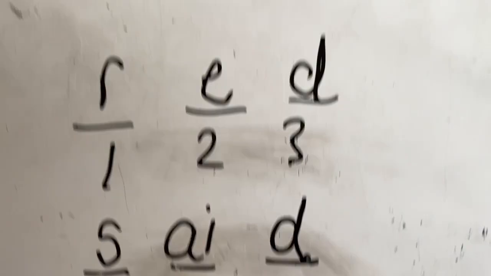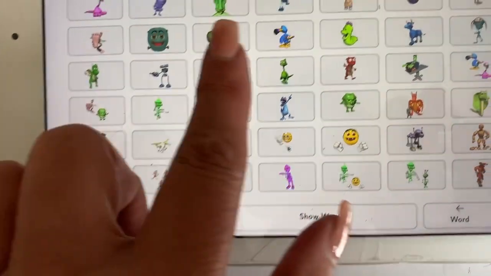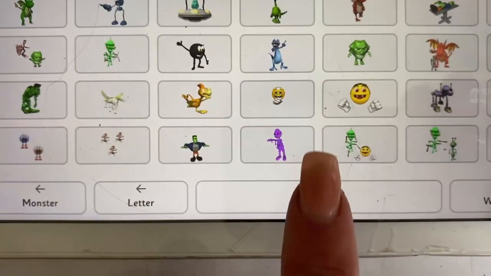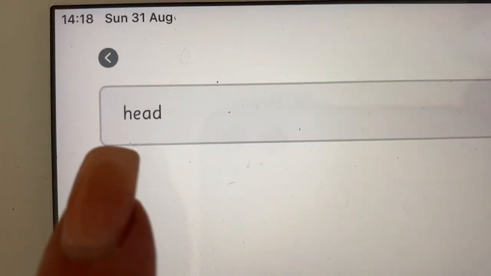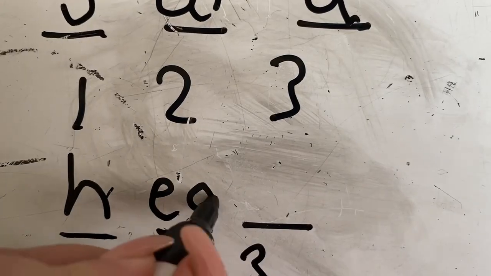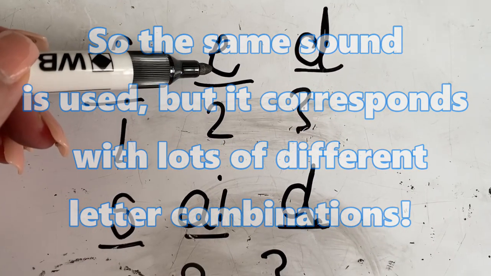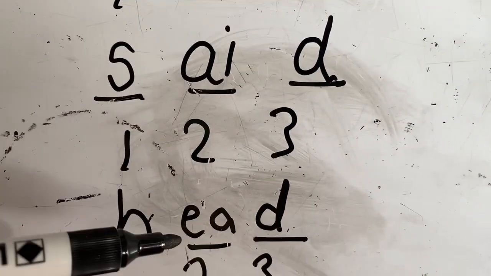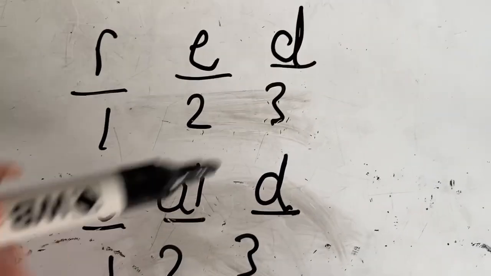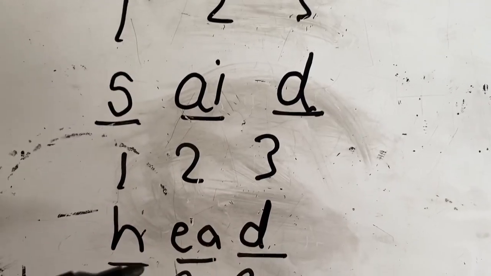And what about if we had head? Let's play the monster sounds. Ed. Head. Oh, look at this. Ed, head. So now we've got h, e, a, d, head. So this was the same sound. Oh no, but look. Here's a letter E. Here are 2 letters together. The letter E is here, but it's an EA. Oh, that's the same. So we've got red, said, head.